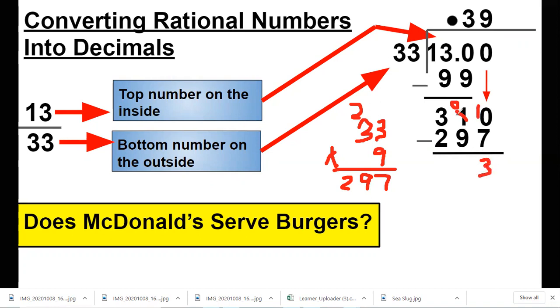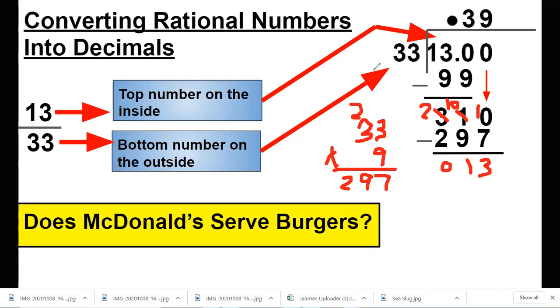Now we have to take 9, but we can't take it from 0, so we have to borrow from the 3 and make it a 2. And our 0 now becomes our 10. 10 minus 9 is 1. And then 2 minus 2 is going to be 0, so we don't really have to put that in. So 13 is the answer.